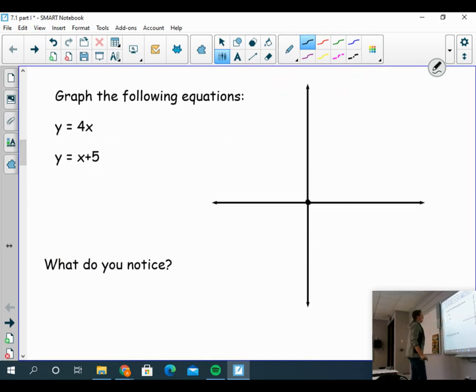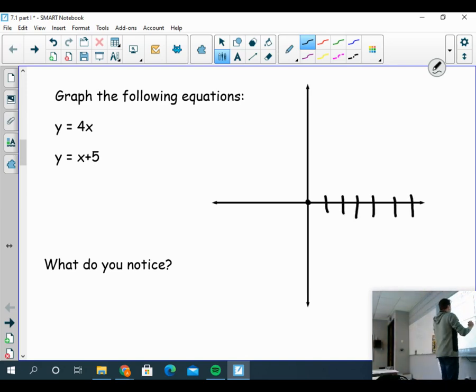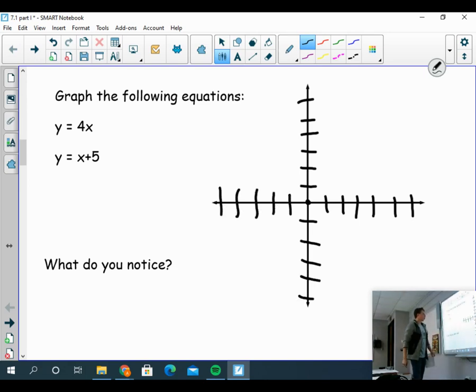So let's try another example. I want you to graph these following equations. Again, pause the video and graph them. And again, write down what you notice, aka, I want you to look for where they intersect. Okay? Hopefully you've paused the video and done that at this point. If you haven't, go ahead and do it.